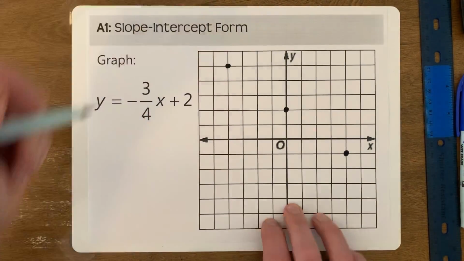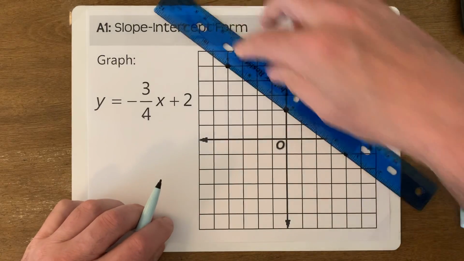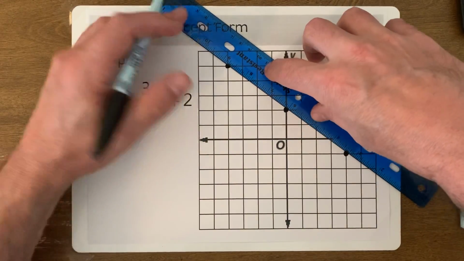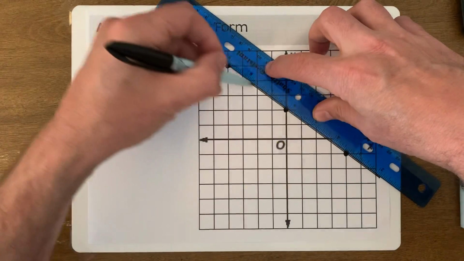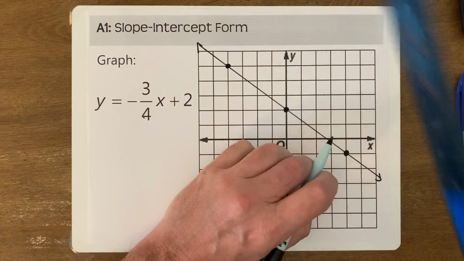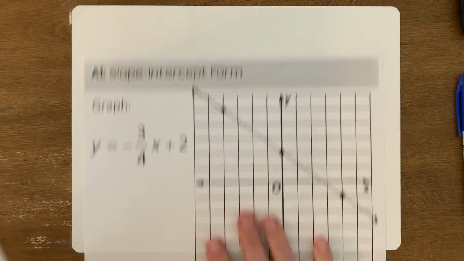Back 4, up 3 will complete my pattern. And some people have a hard time seeing that, but once you get used to it, you'll get it, no problem. All right, we'll go ahead, connect our dots here. Always use a straight edge. And then there is your line. All right. Let's take a look at this one.